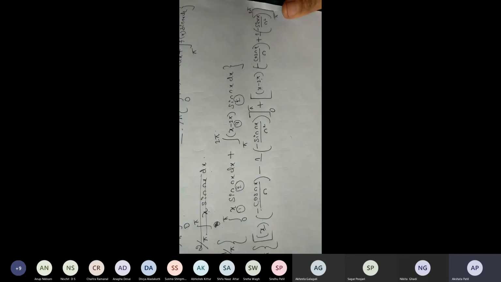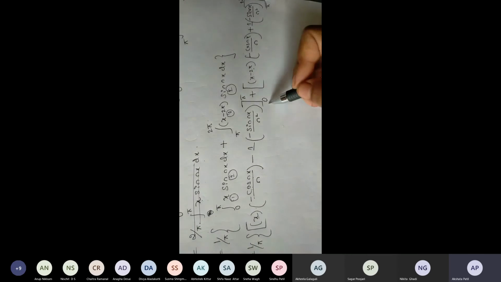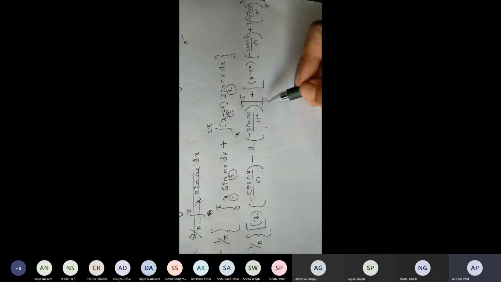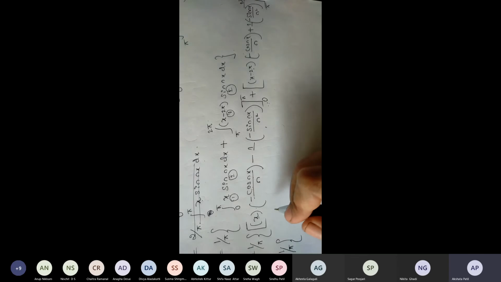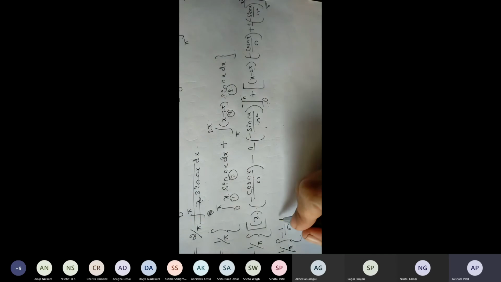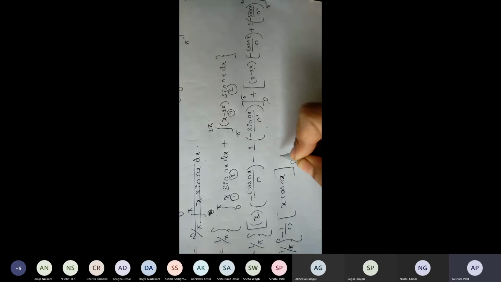Now just check it here: pi and 0 is there. Now second term is what? Sine term. Sine of n pi is what? 0. We already know that one. Sine of 0 is 0. Now here we can write the first integral. I will take minus 1 by n outside. So inside is x cos nx. Apply the limits 0 to pi.